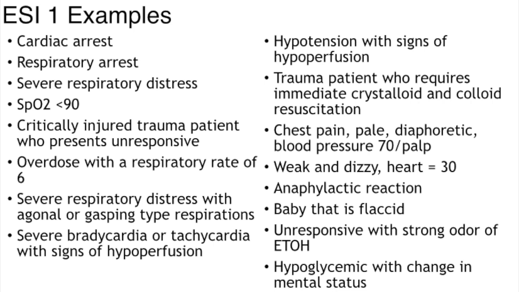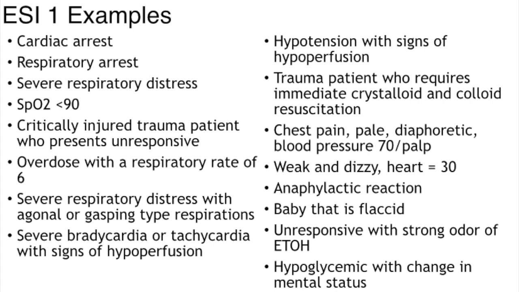Before 2010, the standard for ESI 1 was reserved for cardiac arrest and respiratory arrest patients, but after the ENA made changes, they opened up that ESI to more types of patients that were requiring life-saving measures. The concept is that the provider needs to be in the room and initiating those life-saving measures, so patients that come in with an SpO2 less than 90, perhaps needing a definitive airway, should be considered an ESI 1.